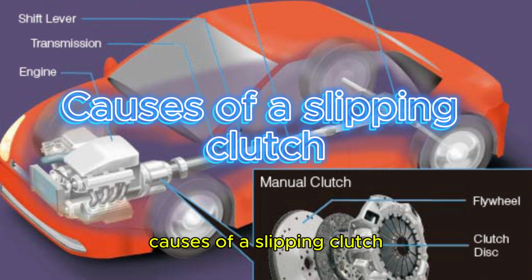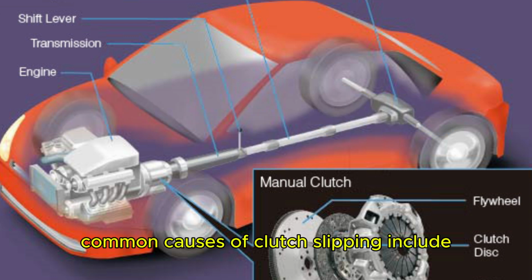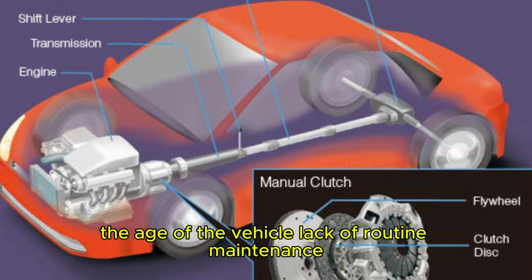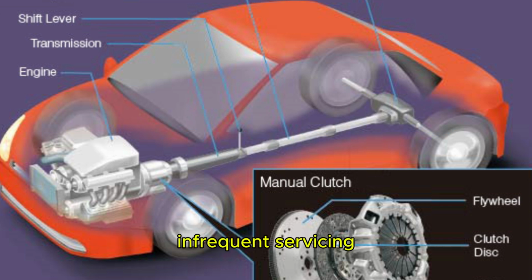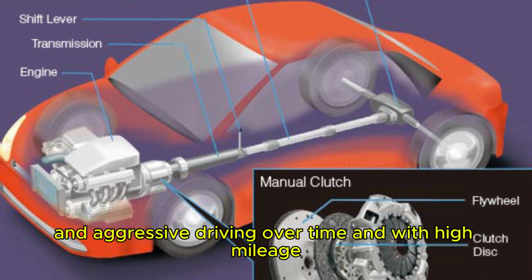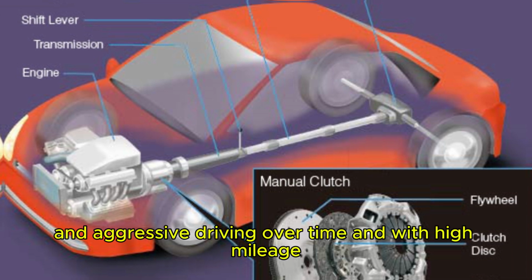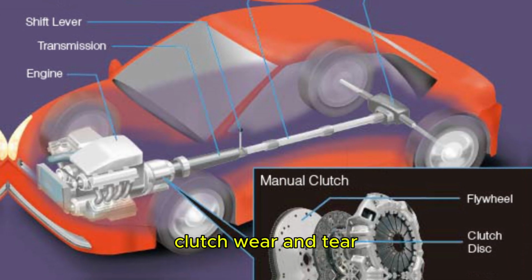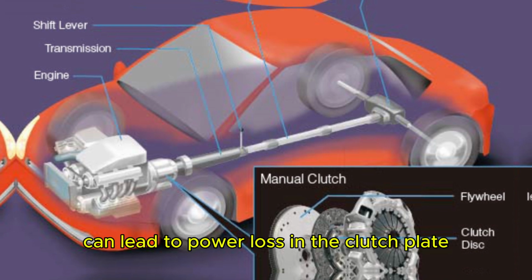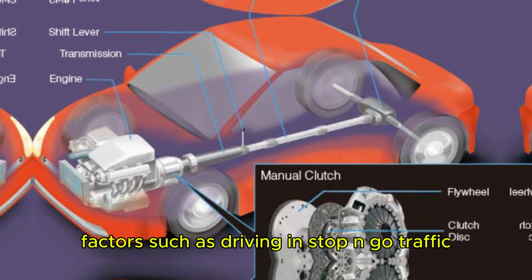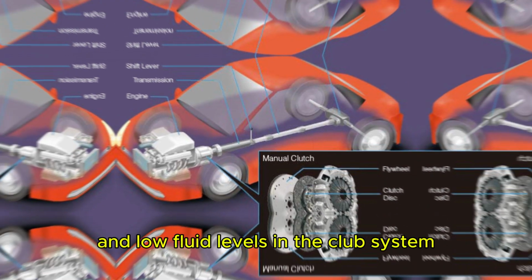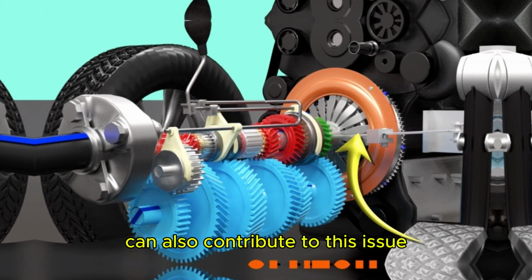Causes of a slipping clutch. Common causes of clutch slipping include the age of the vehicle, lack of routine maintenance, infrequent servicing, and aggressive driving. Over time and with high mileage, clutch wear and tear can lead to power loss in the clutch plate. Factors such as driving in stop-and-go traffic and low fluid levels in the clutch system can also contribute to this issue.